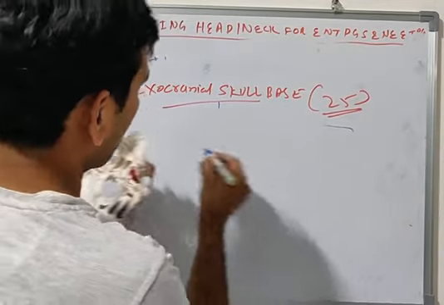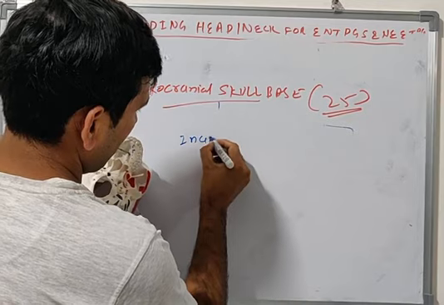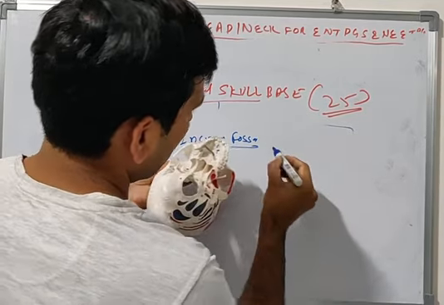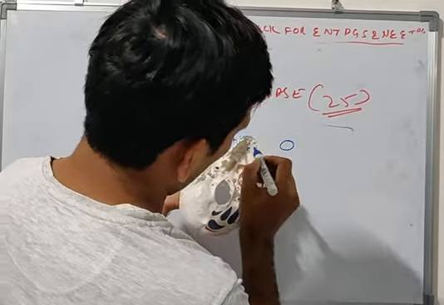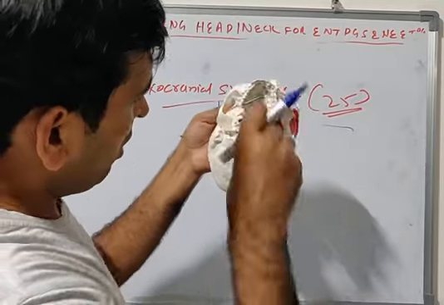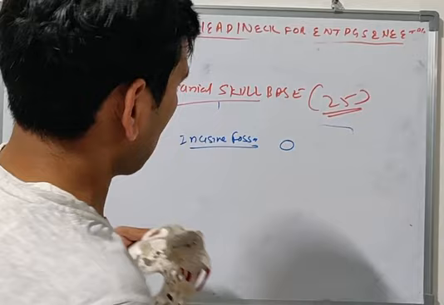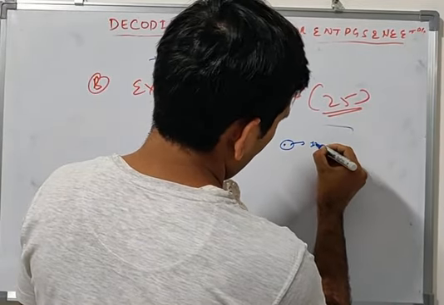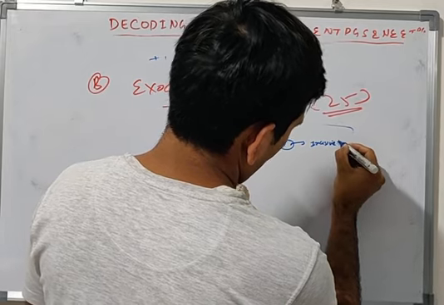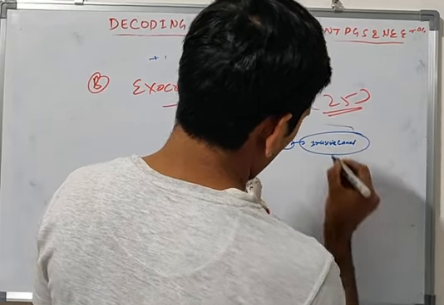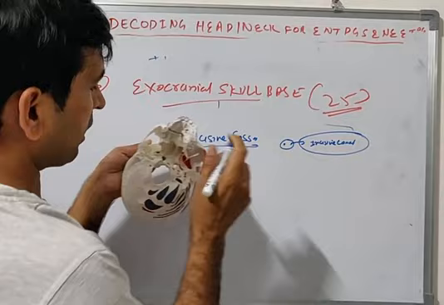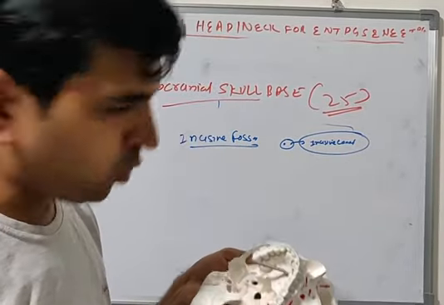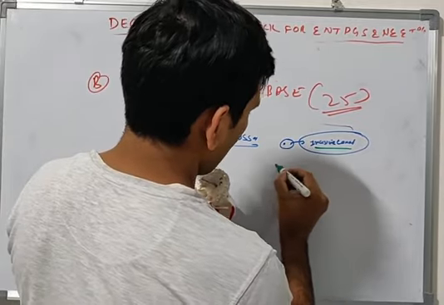If you see, this is called the incisive fossa. This incisive fossa is like an opening. If you look inside it, there are two incisive canals. Inside this fossa there are two incisive canals. Okay, this incisive fossa is single here, but it has two incisive canals.